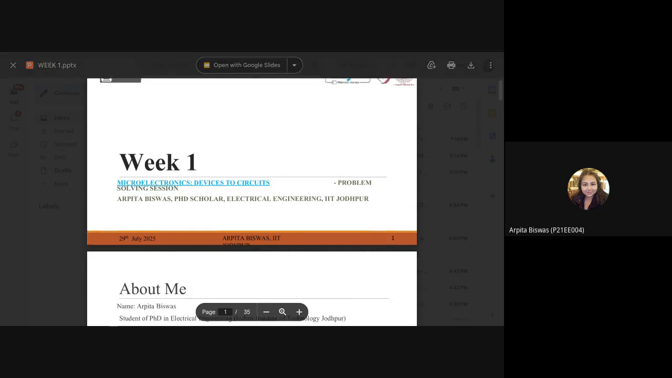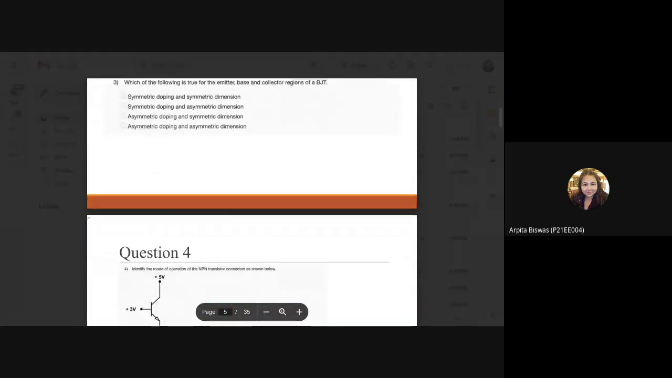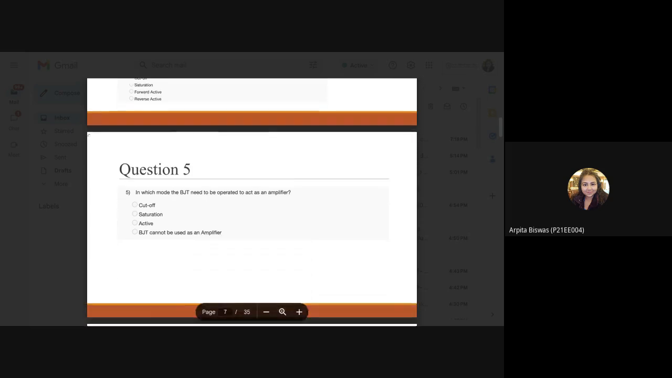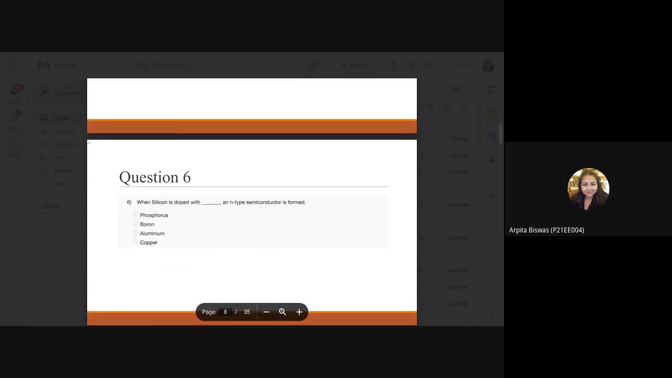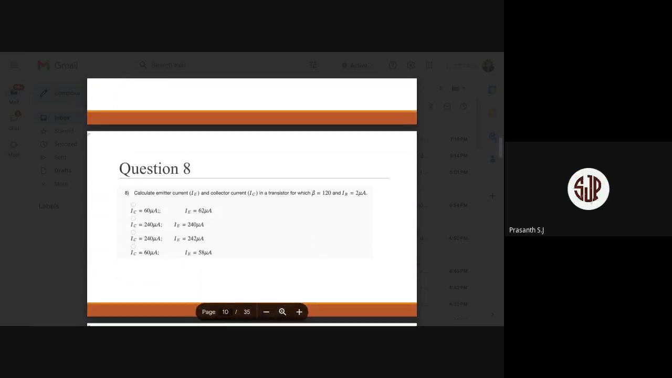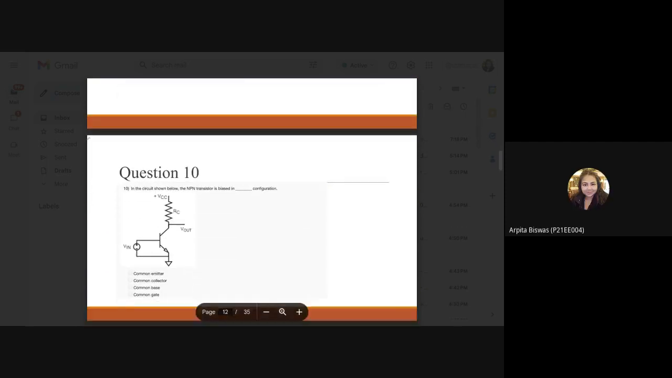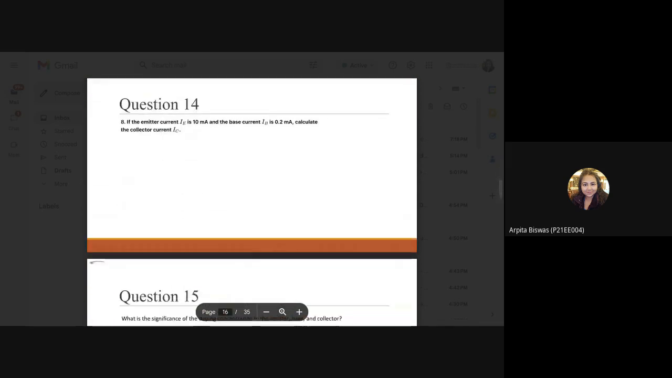Can you see the slide? I'm sorry for it. Actually, now I can arrange this. Can anyone please confirm? Can you see it? Yes, ma'am, it is visible. Okay, sorry for the disturbance.